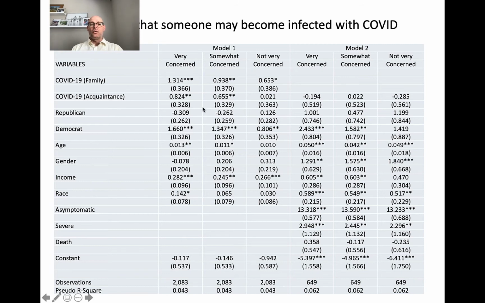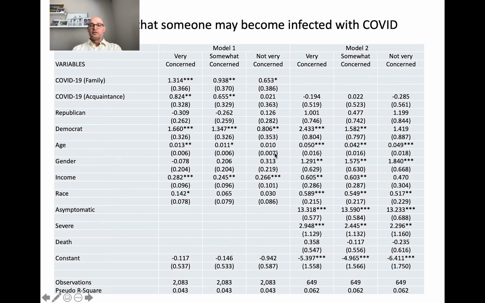Now, if that was an acquaintance, that relationship does not affect the lower influences, the not very concerned answer, but it does have an impact on whether or not they were somewhat or very concerned. So in other words, their close relationships were more powerful than these sort of affiliated relationships. Now, if they were Republican, not a statistically significant relationship, but if they were Democrats, it increased their likelihood that they would perceive COVID as risky.